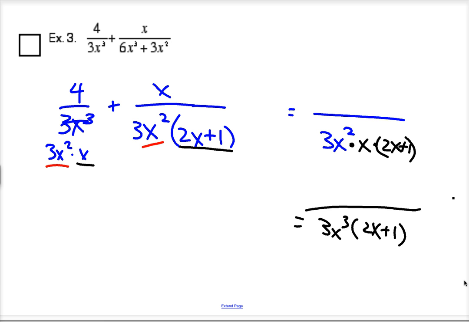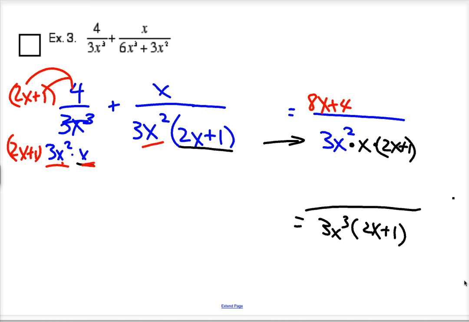Okay, so now what do we do? We've got to multiply top and bottom so that the denominator is exactly the same as what I have right here. So I need 3x squared, x, and 2x plus 1. Well, this one has 3x squared and x, but it doesn't have the 2x plus 1. We'll multiply top and bottom by 2x plus 1. If I do that and distribute the 4, I'll get 8x plus 4.